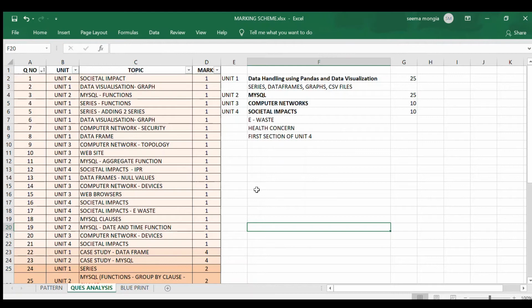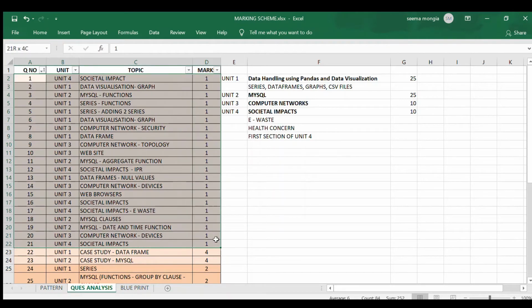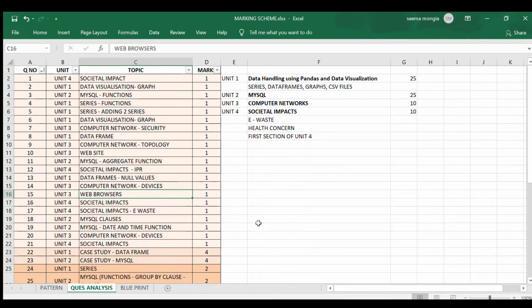In this part of the video, I'm going to talk about the analysis of each and every question which has been incorporated in CBSE for Python 2020-21. There are 21 questions which are 1 marker questions. You can see here that all these 1 marker questions are from different topics from unit 1, 2, 3, and 4, and accordingly the topics have been given over here.